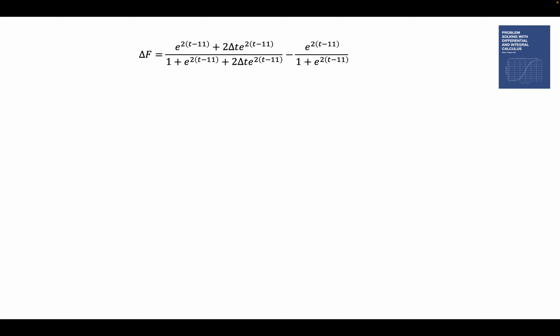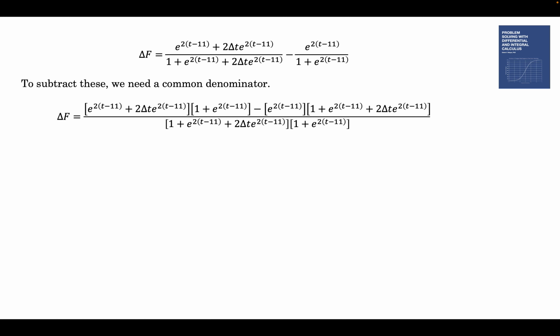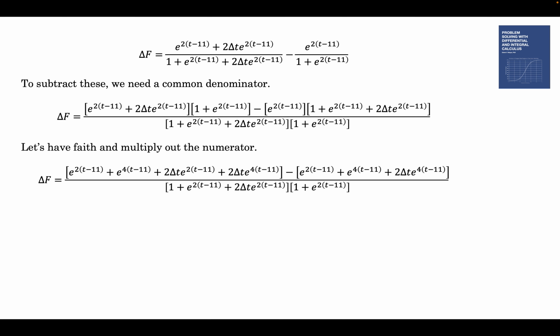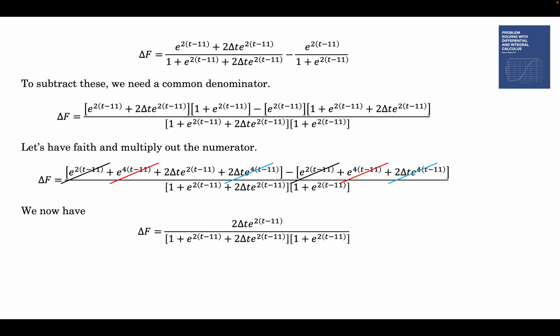We're going to need the whole page. So I need a common denominator, and there's a common denominator, and we're going to multiply out the numerator. We can multiply that out. We're just going to say, I hope something works here. And a lot of terms cancel. We have this term in square brackets minus that term in square brackets. These terms cancel, these terms cancel, and these terms cancel. So the only thing left in the top is that 2 delta t, e to the 2 quantity t minus 11. So now we have this.